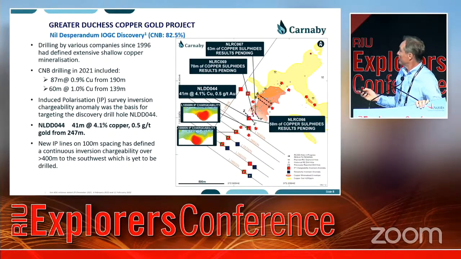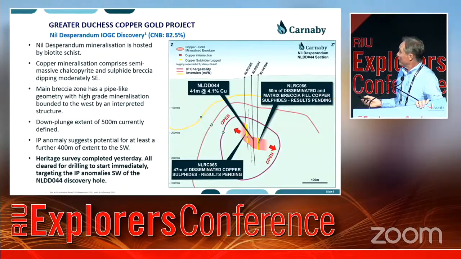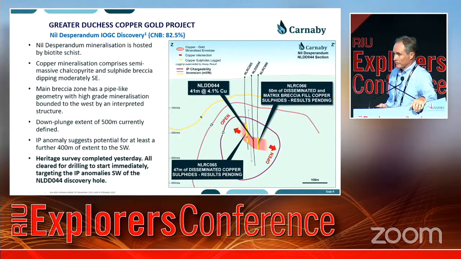So towards the end of last year, we did one trial IP line across here to see how it would light up, and it lit up a fantastic IP anomaly. So 80 metres down plunge of any previous drilling. So we drilled the centre of the anomaly and got our 41 metres at 4.1. So above that point, we've got 500 metres of plunge from that point up to surface. Thickness typically 40 to 60 metres.